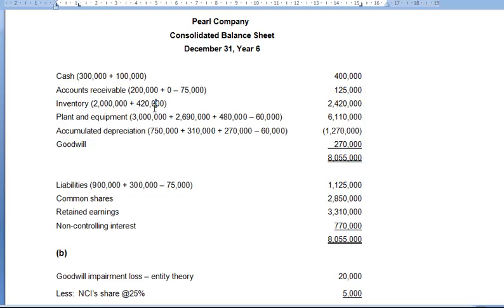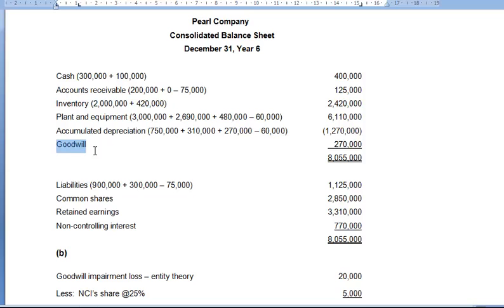Now the inventory, don't forget, we no longer have the increment in the inventory. That was assessed at July 1st year 2, and that's been amortized because inventory is a current asset, so it no longer exists. So we're just going to take the inventory of the parent and add it to the sub to get $2.42 million. Now we have to, and you can see here we've got goodwill. I'm just going to skip the plant and equipment and its accumulated depreciation for now.